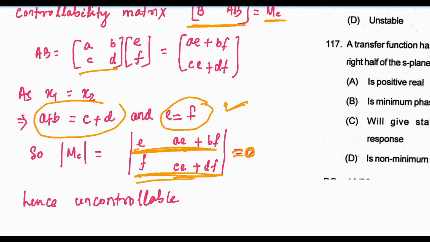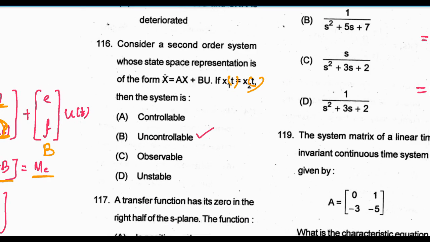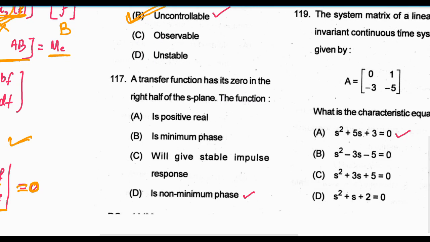Hence this is uncontrollable. Option B is the correct answer. These are all GATE questions, previous year GATE questions.